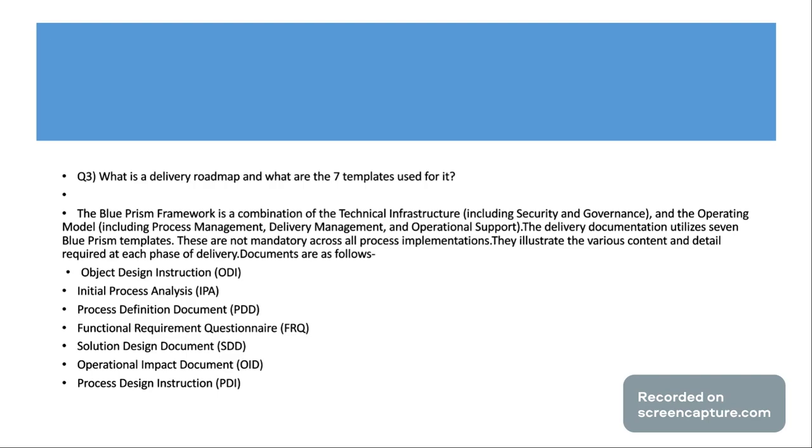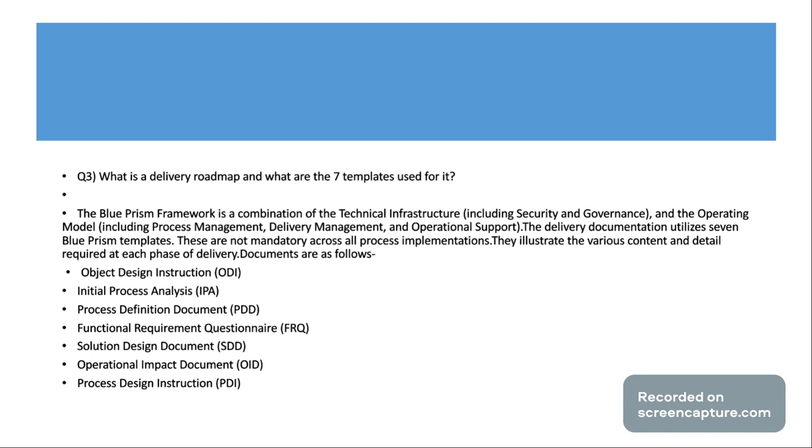Q3. What is a delivery roadmap and what are the 7 templates used for it? The Blue Prism framework is a combination of the technical infrastructure, including security and governance, and the operating model, including process management, delivery management, and operational support. The delivery documentation utilizes 7 Blue Prism templates. These are not mandatory across all process implementations. They illustrate the various content and detail required at each phase of delivery.